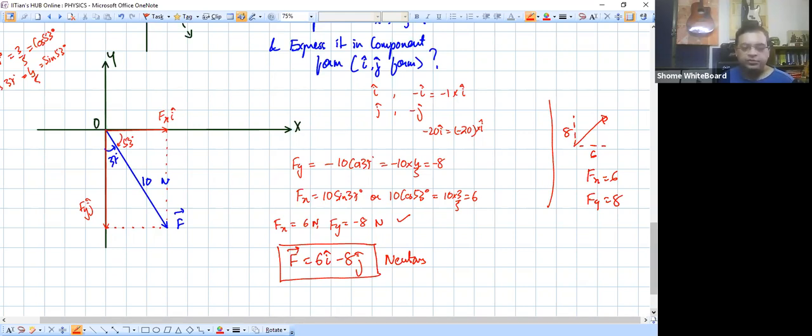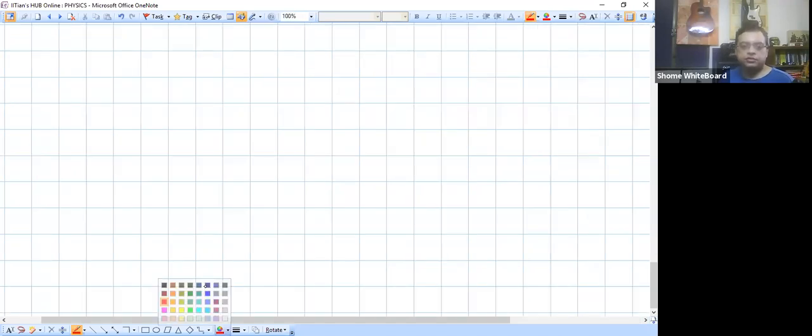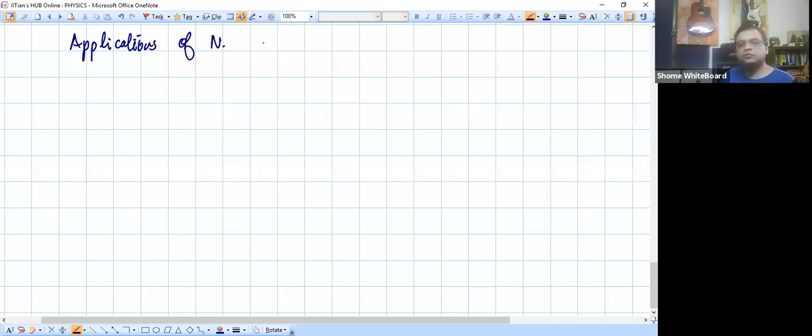So right now from this we will move on to application of this concept of resolved forces in Newton's laws. So let us move on to our next problem, which is now coming back to Newton's laws applications. So next up, let's come back to applications of Newton's second law.